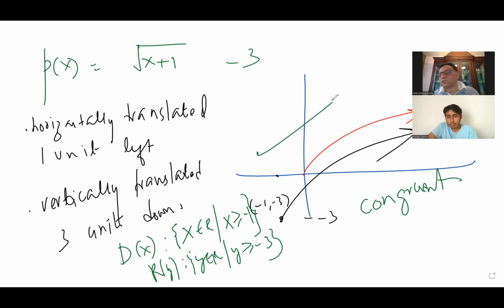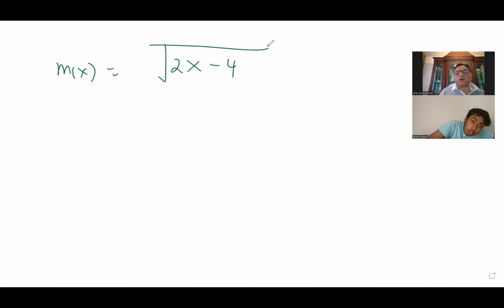Perfect. So the concept is clear about all this, right? Yes, sir. Now I'm going to add the horizontal compression and stretch. Is that okay? Okay, sir. So let us say m of x is another function in which we have square root of 2x minus 4. Now, can you tell me what is going to be the transformation for this particular function?